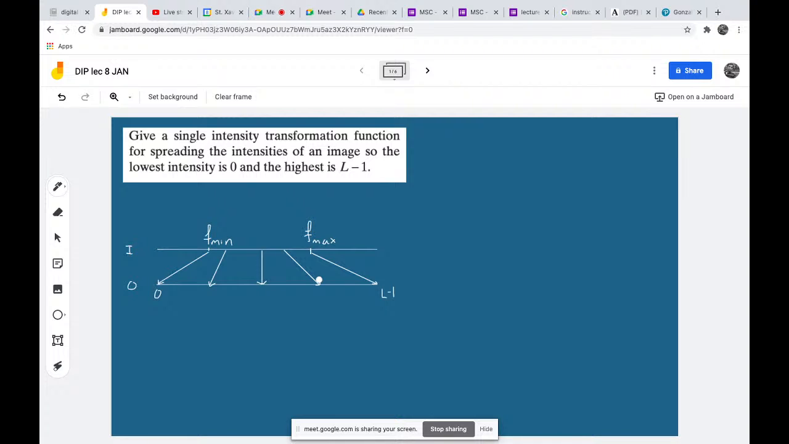So can we do y is equal to c x, where c is some constant, into x? The constant is working as a slope. So we'll have to write the constant value as y2 minus y1 upon x2 minus x1. So L minus 1 minus 0 upon f max minus f min. So that will become our constant. Multiply that by the image input pixel, and we'll get an output which is stretched across the whole spectrum.